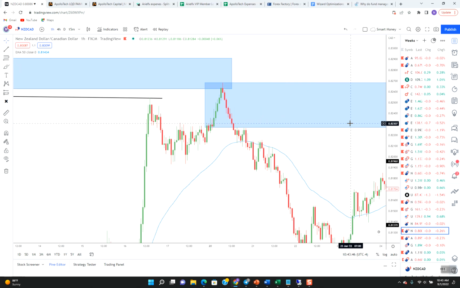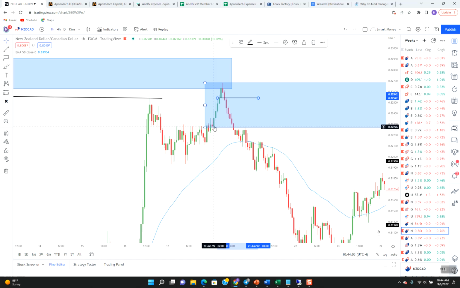Now, here's another question that a lot of people have. Well, isn't this the sponsored candle right here, just because it's the last buy to sell candle? That doesn't make it the sponsor candle. Where was the volume actually influxed into the market? Where was the liquidity actually taken?